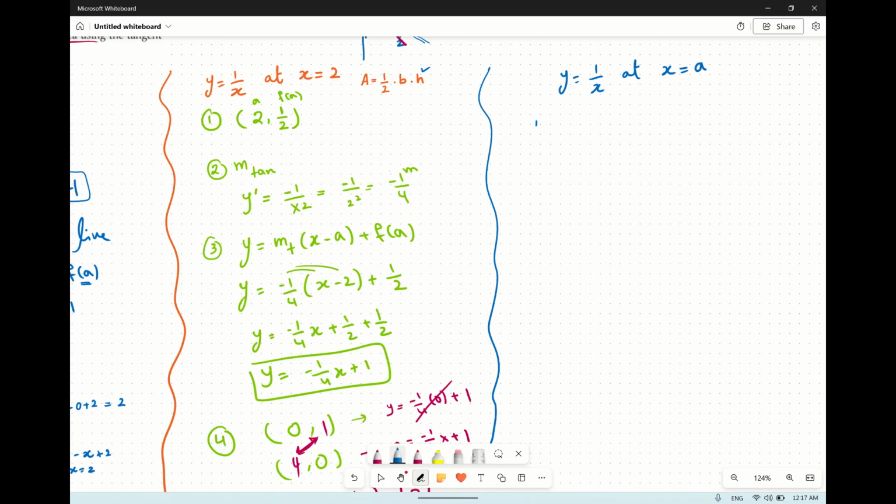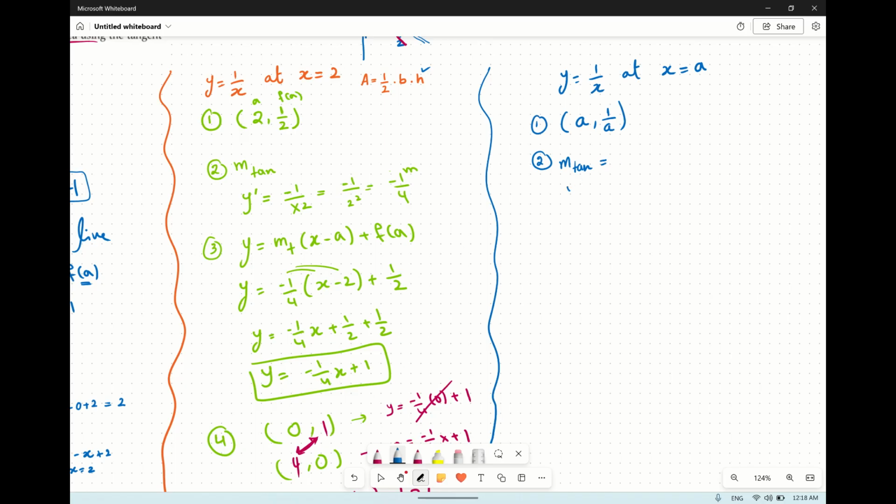So step number 1, get the point. X is a, then y is what? 1 over a. Substitute in the place of x, a. Step number 2, get m of the tangent.